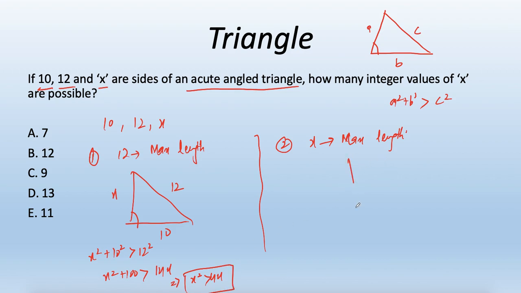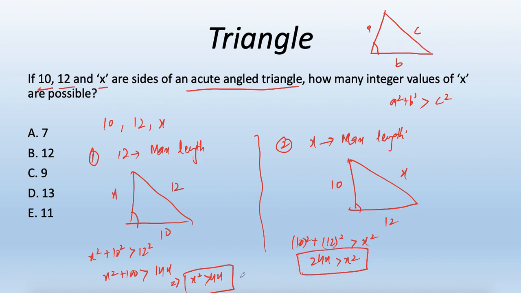The second, again using this, 10, 12 and x is the maximum side, and using this formula, 10 square plus 12 square is greater than x square. That means 100 plus 144, which is 244, is greater than x square. And now use these two because these two are making an inequality.